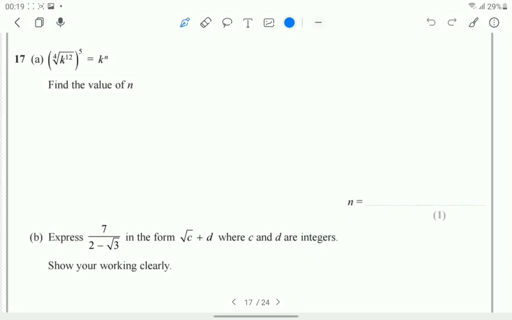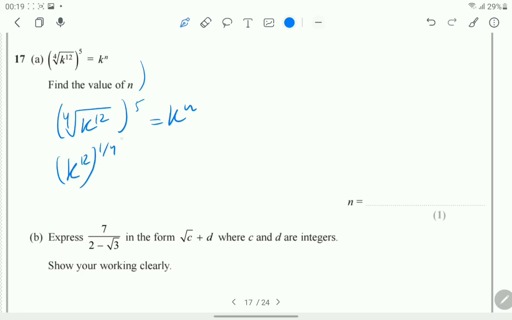So moving on to question 17, I can understand that this looks scary to you guys, but this is what the examiner exactly wants you to feel. He wants you to be intimidated and fumble your exam, but that is not how we do things here. This is the power 5 equals k^n, so this is multiplying with this bracket, and this is basically k raised to the power 12 bracket 1 by 4 and 5. So this multiplied by this, and we eventually get k raised to the power 12 5 by 4.